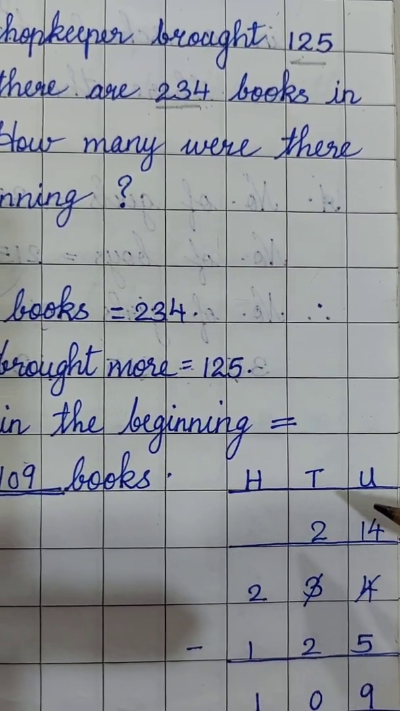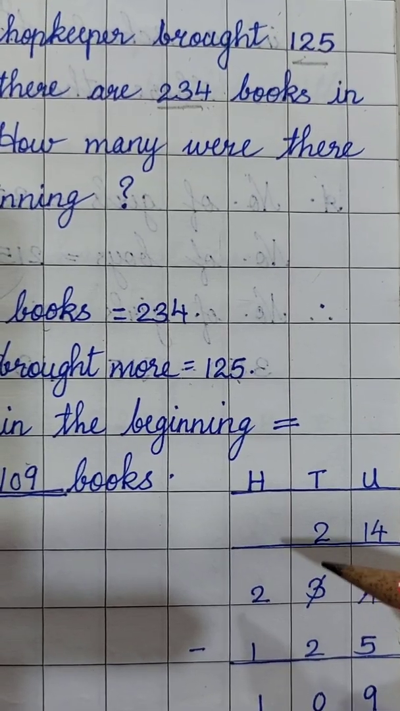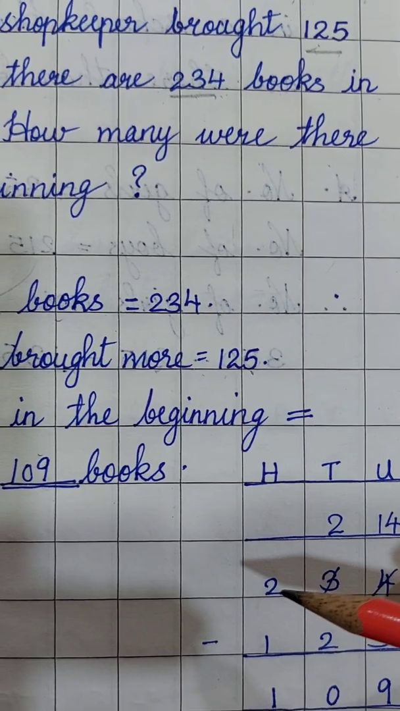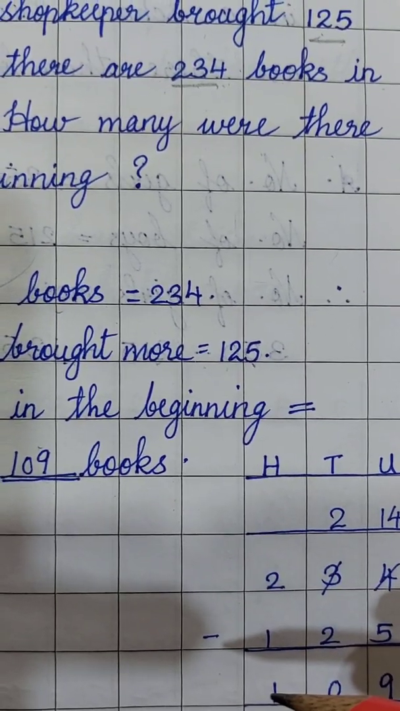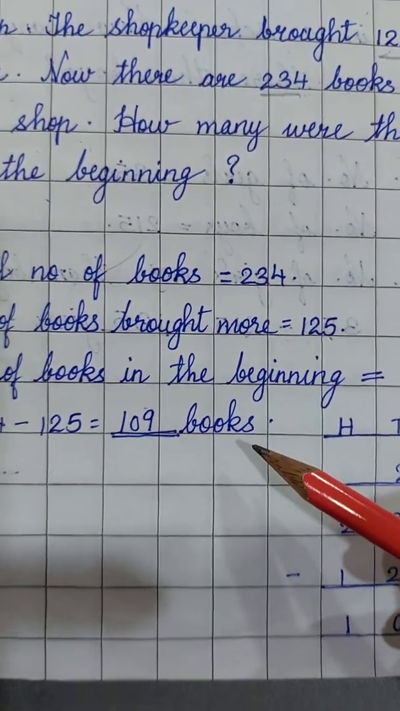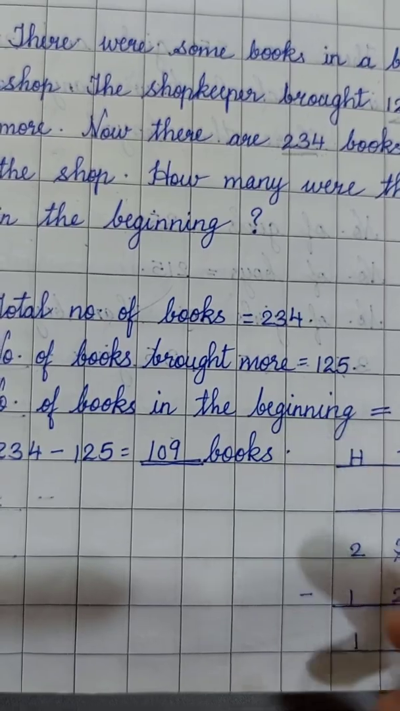So 14. So 14 minus 5 will give you 9. From 3, 1 is given to units place. Correct? Units borrowed 1 from tens. So here 2 will remain. So 2 minus 2 is 0. And then in hundreds place 2 minus 1 will give you 1. So your answer is 109 books. So there were 109 books in the beginning.